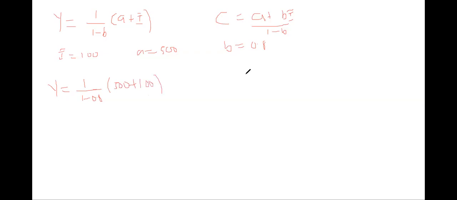So we do the same thing for consumption as well. a is what? 500 plus 0.8 times the investment, which is 100, all over 1 minus b, and b is what? 0.8. So what we will have here is, I don't want to skip steps, but this will give us 0.2. If you check it in total, I think it should be 5. So this plus this should give us 600.